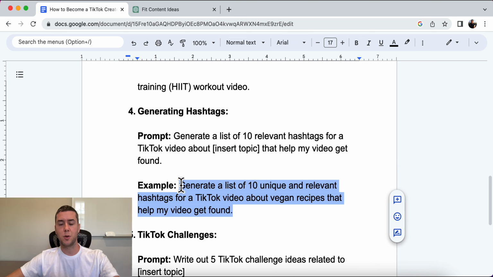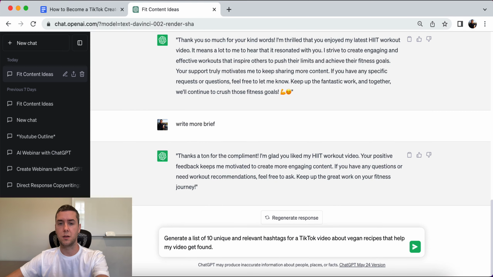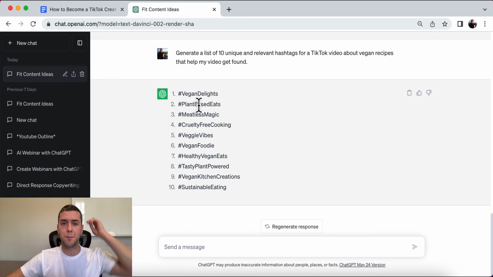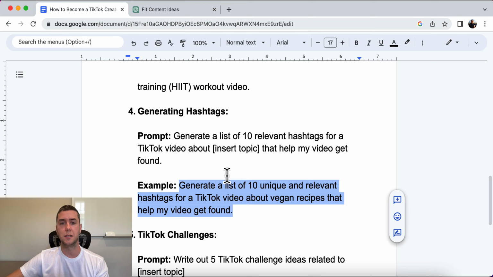So the example we're gonna be using is we want hashtags for a TikTok video about vegan recipes, okay? Let's see what the hashtags come up with, okay? Vegan delights, plant-based eats, meatless magic, cruelty-free cooking, veggie vibes, vegan foodie. All right, you get the point. You could put as many of these hashtags as you want, right?